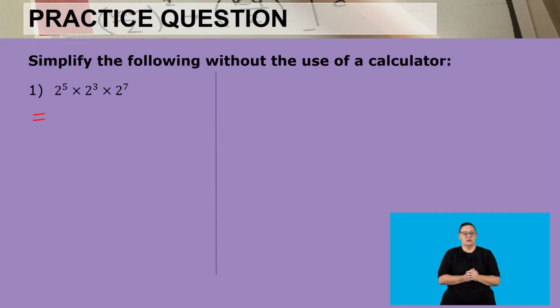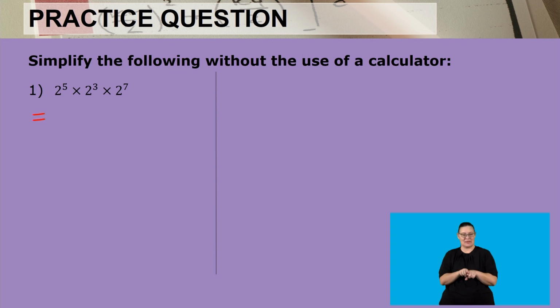Now we are going to be reminding ourselves of those exponent laws. Looking at our first question, it says simplify the following without the use of a calculator. We have three powers being multiplied together. Remember, when we are multiplying powers, we need to first check if the base is the same, because if the base is the same, there is an exponent law that applies. If the bases are the same and we are multiplying, we can add the exponents. So let's add those exponents, because the base is the same.